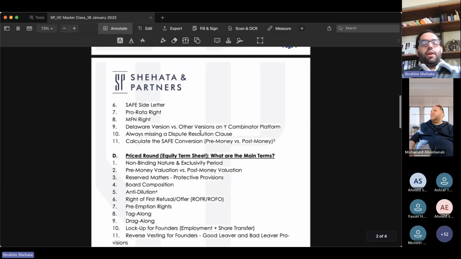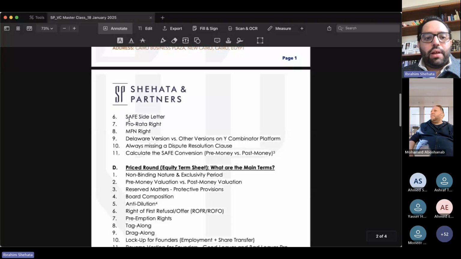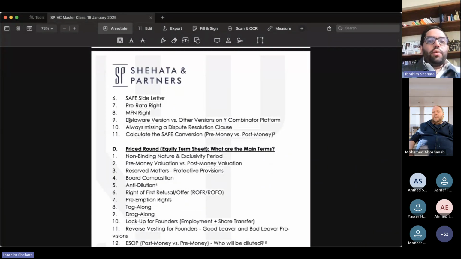Okay. So there's a paragraph here, but I will talk about it later in the platform. So let's talk about the SAFE side letter. Along with the SAFE, there's usually, or not usually, it depends on each round. I would say 40% of the time this is asked from us to do, which is a SAFE side letter. This is a separate document between the company and the investor. And it usually has two main rights that are being given to the investor. One is called pro rata right, and the other is called MFN right.